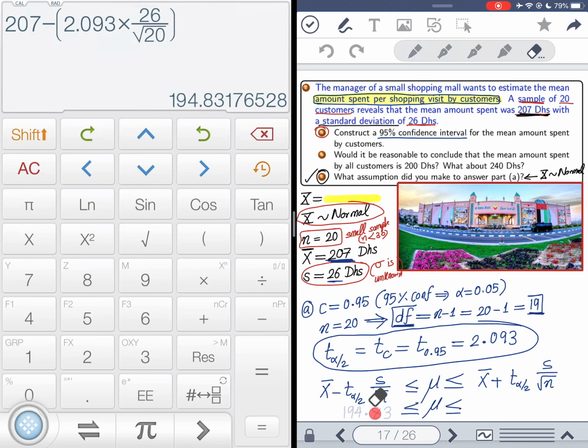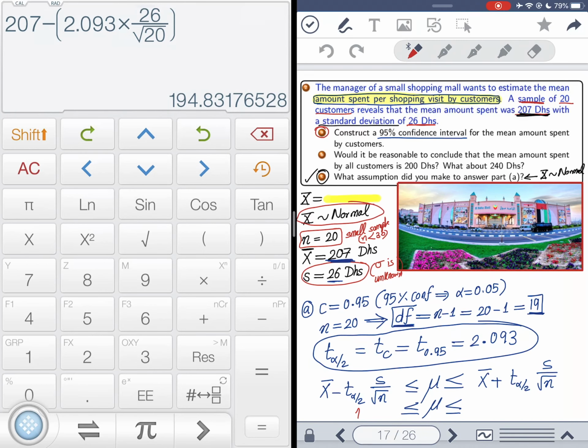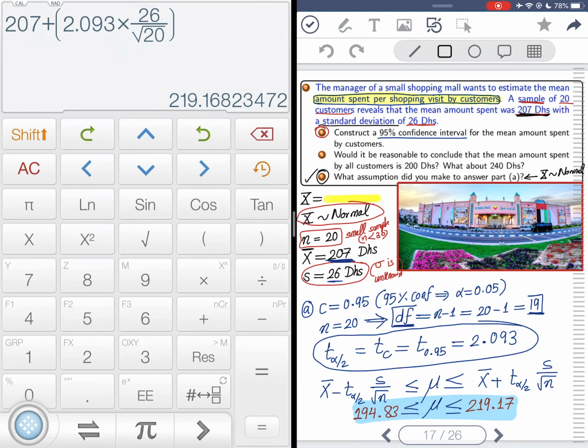How about I put it in a different color so that you can see it easily. 194.83, and now the same thing but with a plus. So just put a plus instead. You'll get 219.1, and then 6. After the 6 there is an 8, so put 7. Great. So this is our 95% confidence interval here. Okay, so this solves the first part, part A.